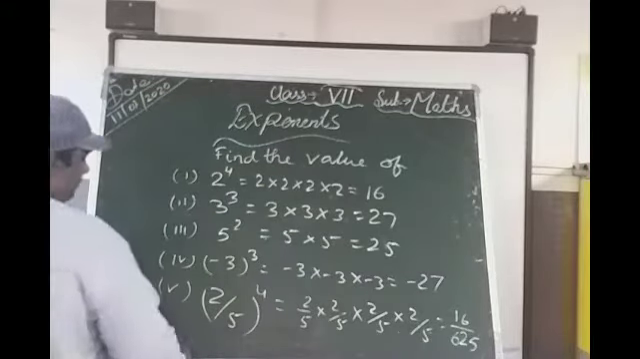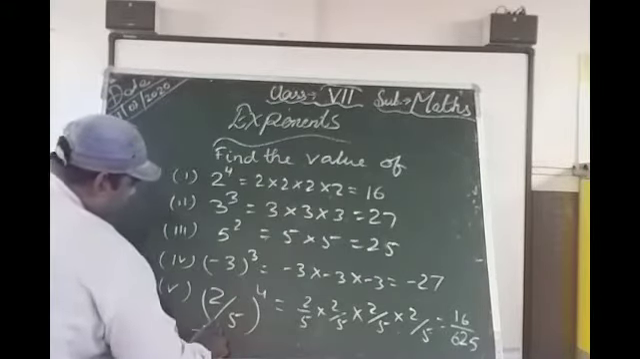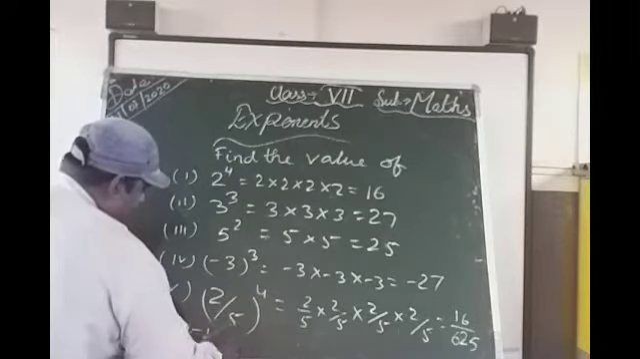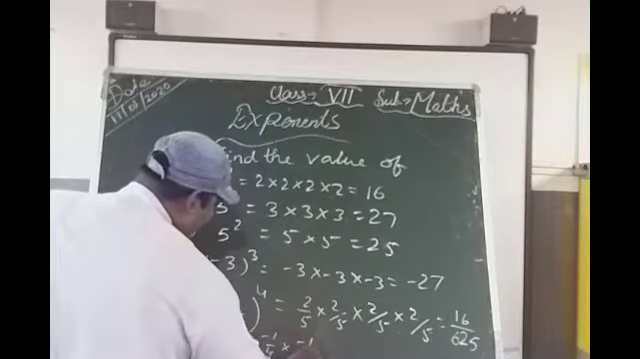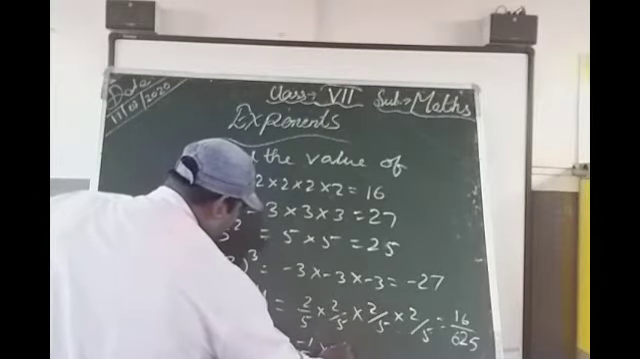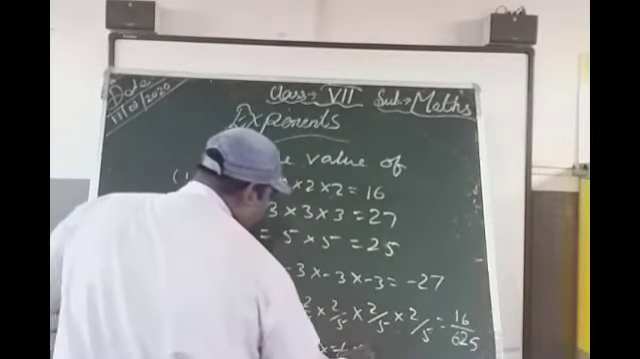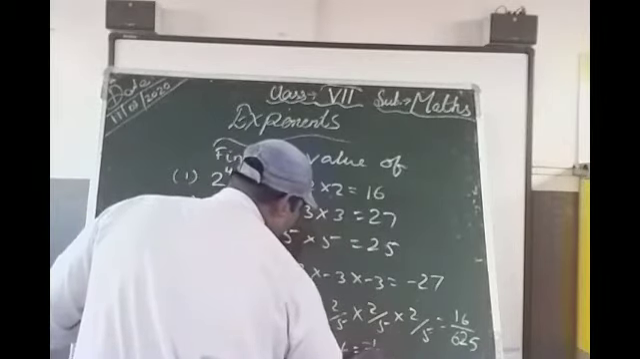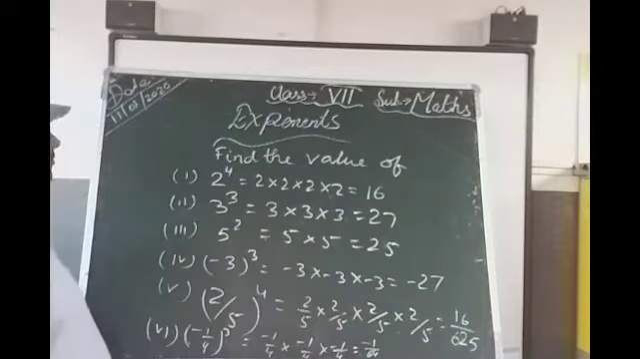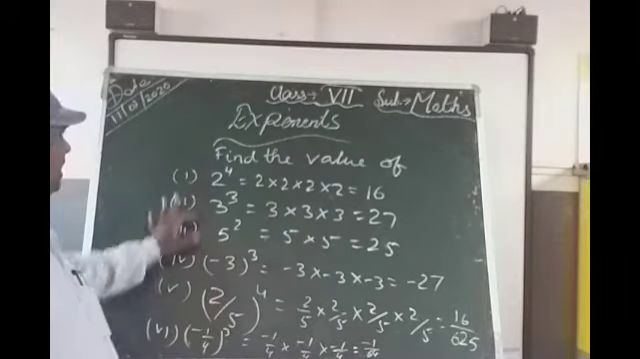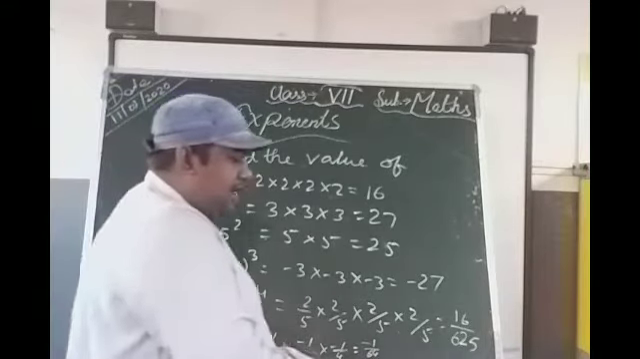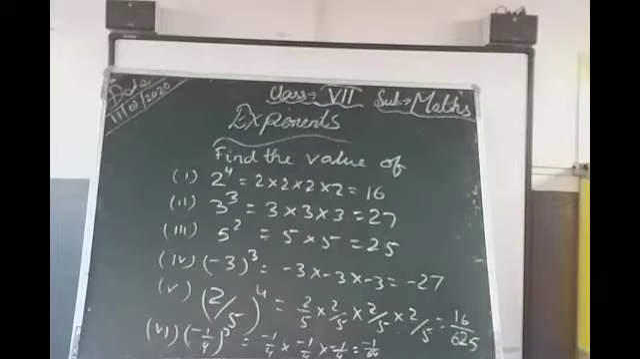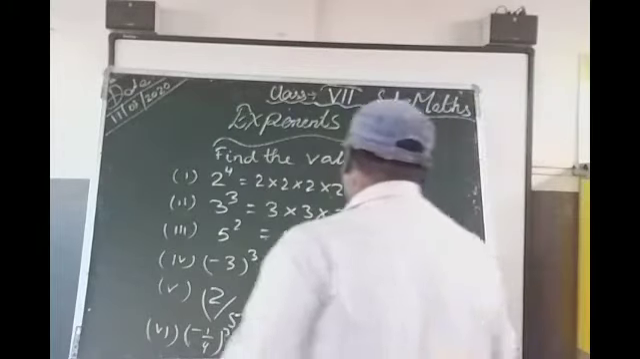Now, suppose that it is minus 1 by 4 to the power 3, then what do you write? Minus 1 by 4 into minus 1 by 4 into minus 1 by 4. That will be equal to minus 1 by 64. This means like this, you have to find the value of a given exponent or power. Okay. Now, next topic.